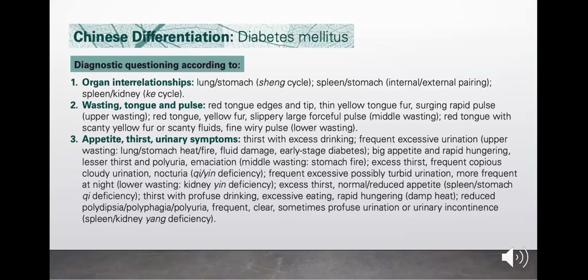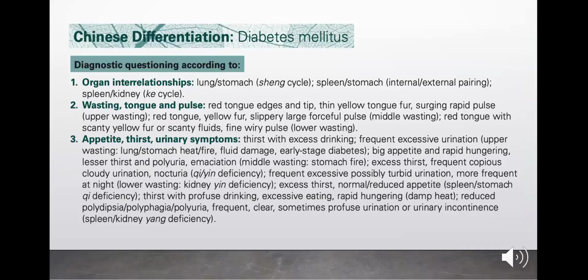Chinese differentiation of diabetes mellitus: diagnostic questioning according to organ interrelationships. So we have the Sheng cycle between lung and stomach, internal-external pairing, spleen and stomach, and the Ke cycle, spleen and kidney.